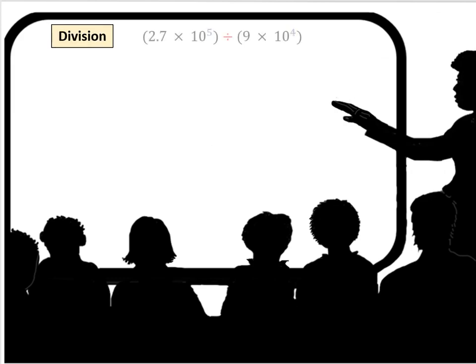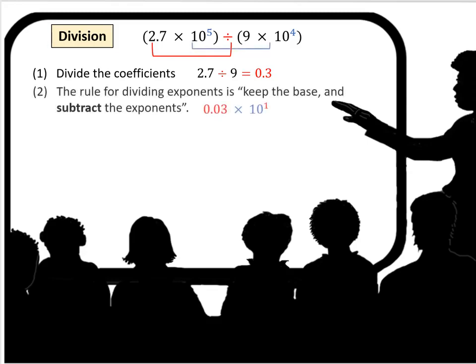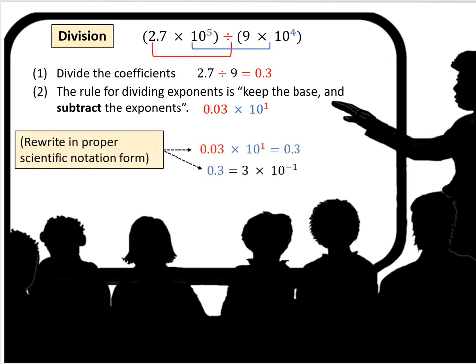Now let's look at a division problem. 2.7 times 10 to the 5th divided by 9 times 10 to the 4th. We're going to divide the coefficients. 2.7 divided by 9 is 0.3. And the rule for dividing exponents is keep the base and subtract the exponents. So I keep the base 10 and I subtract the exponents, 5 minus 4, and that gives me 1. Well, as you can see, that final quotient is not in proper scientific format.